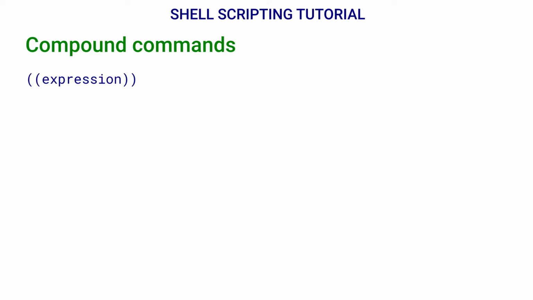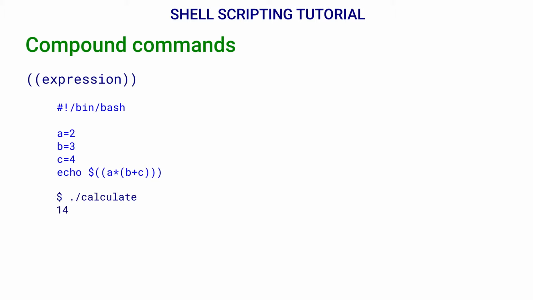Expression. And the third compound command, double parenthesis expression. The expression is evaluated as an arithmetic expression. Only integer arithmetic is supported. For example, if calculate is a script with a is equal to 2, b is equal to 3 and c is equal to 4 and calculates the expression a star parenthesis b plus c, the value printed is 14.